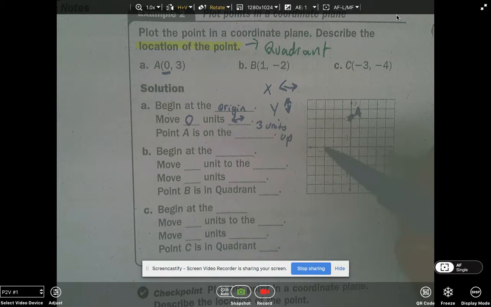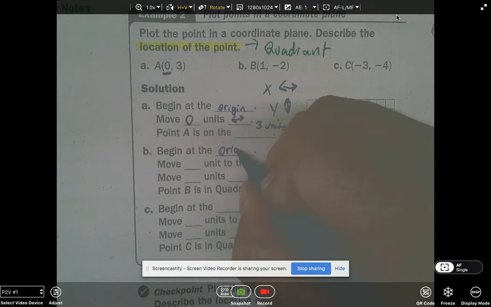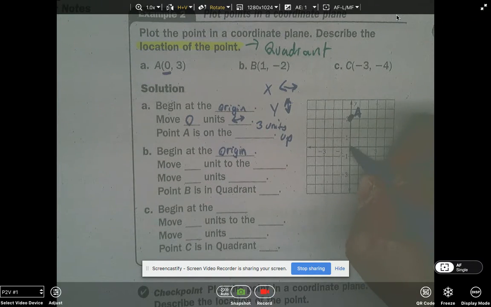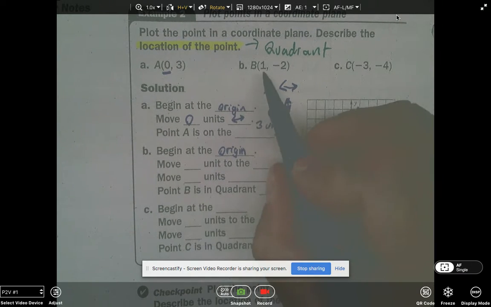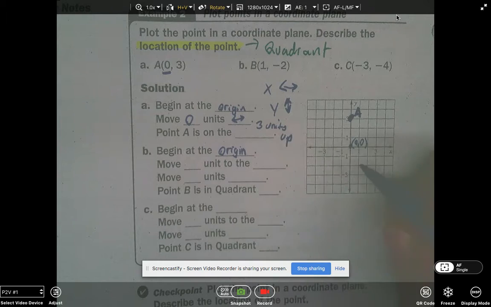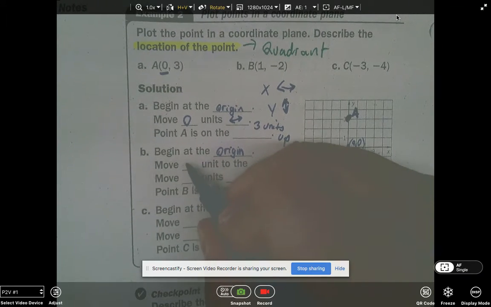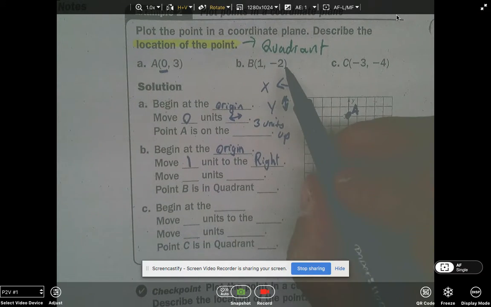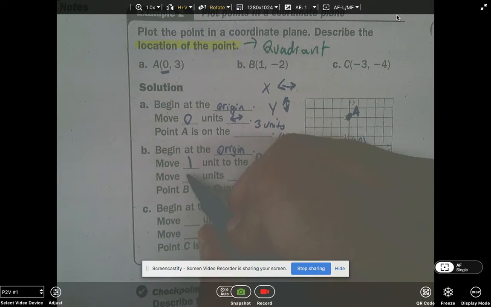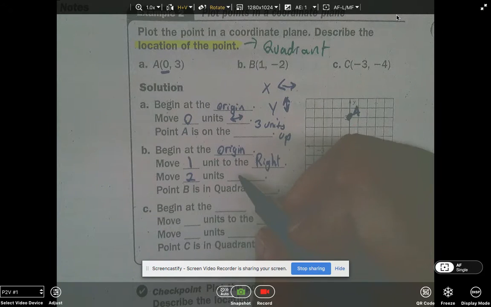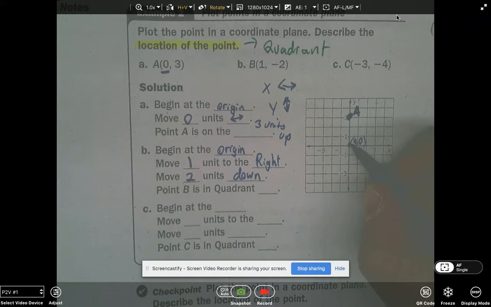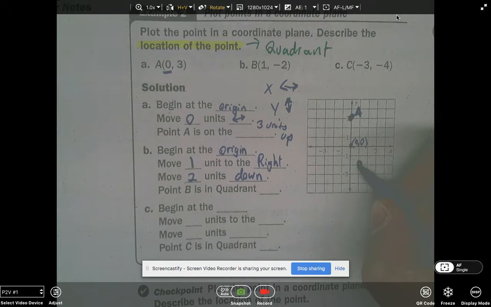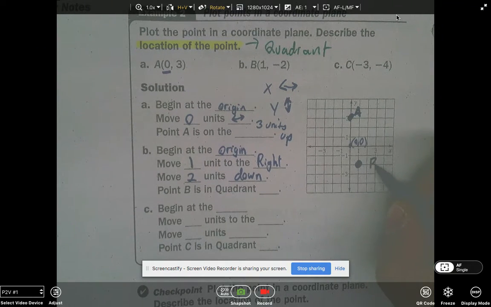The next one, we're going to begin again at the origin, which is here, of course. That's 0, 0. And for 1, -2, we're going to move 1 place to the right. And then how are we going to move with that -2? 2 units down. So your coordinate will be 1 right, 2 down. That's going to be coordinate B.